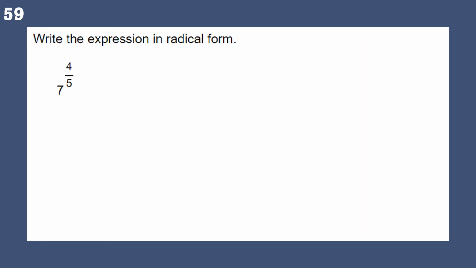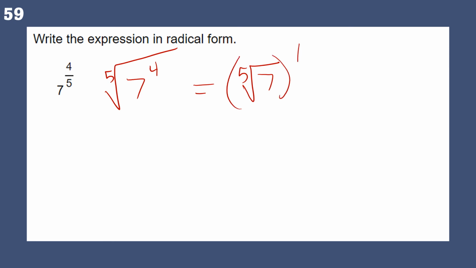Write the expression in radical form, okay? So what we have in radical form is we take that exponent, but the exponent that has a fraction, the denominator, I put it as the index of a radical. So that's like saying the 5th root of 7 to the 4th. We could also write this as the 5th root of 7 to the 4th. Either one of those would give us the same equivalent value.